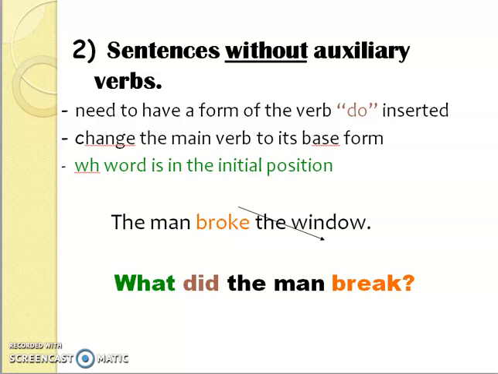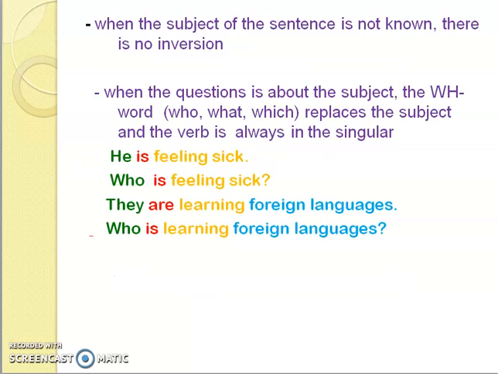Sentences without auxiliary verbs need to have a form of the verb do inserted. Change the main verb to its base form. The WH word is in the initial position. For example, the man broke the window. What did the man break? When the subject of the sentence is not known, there is no inversion.